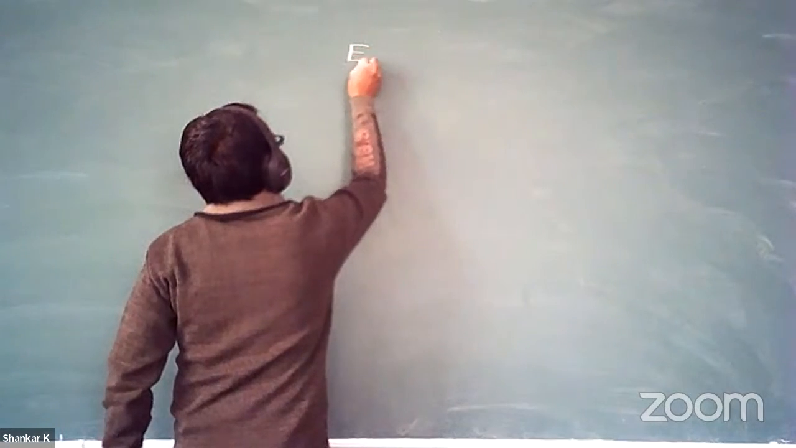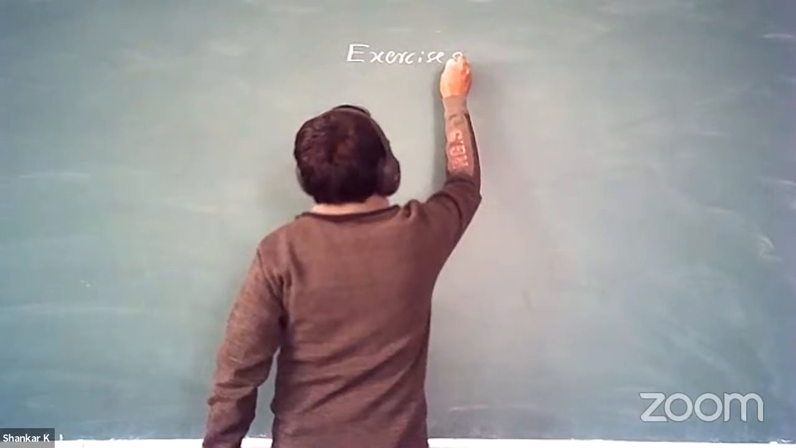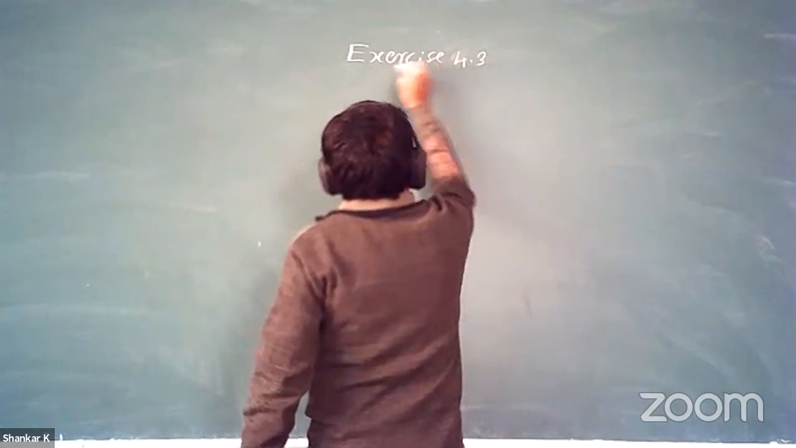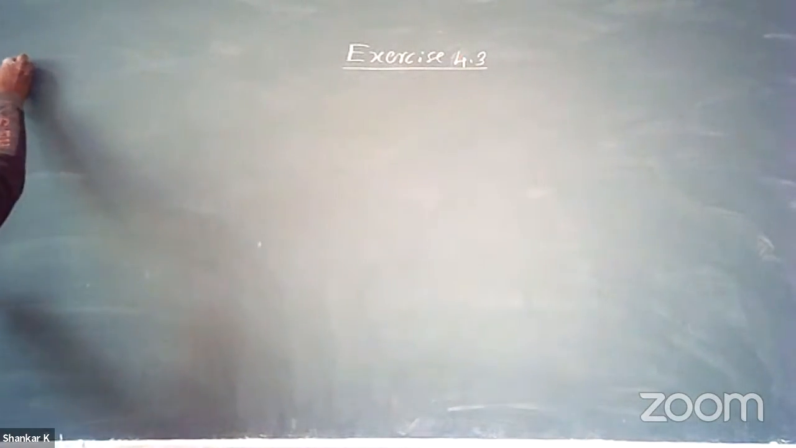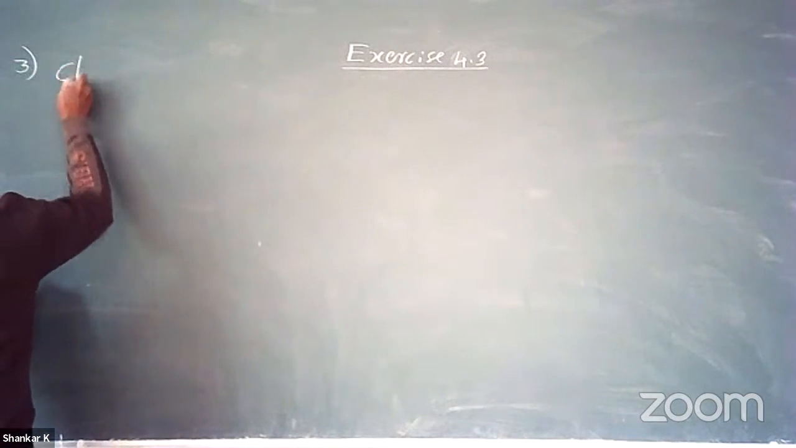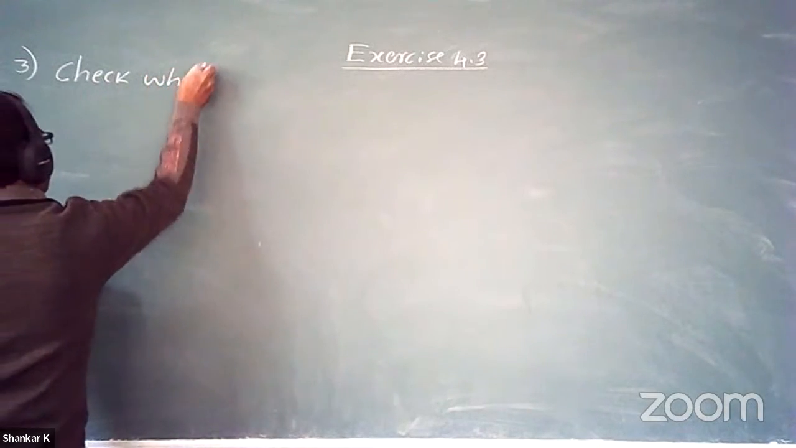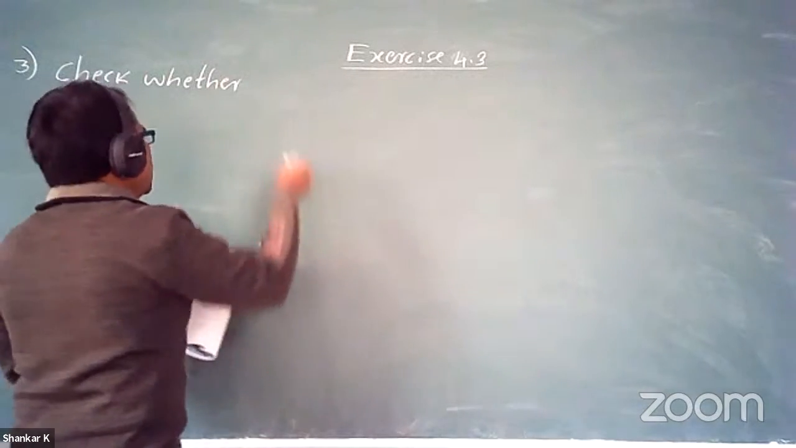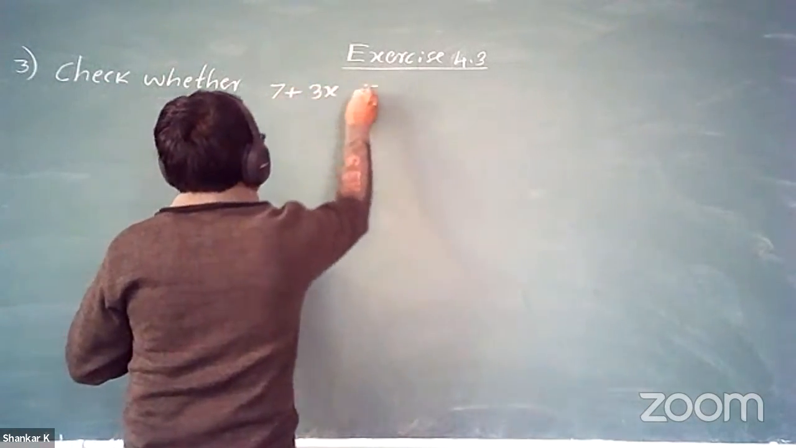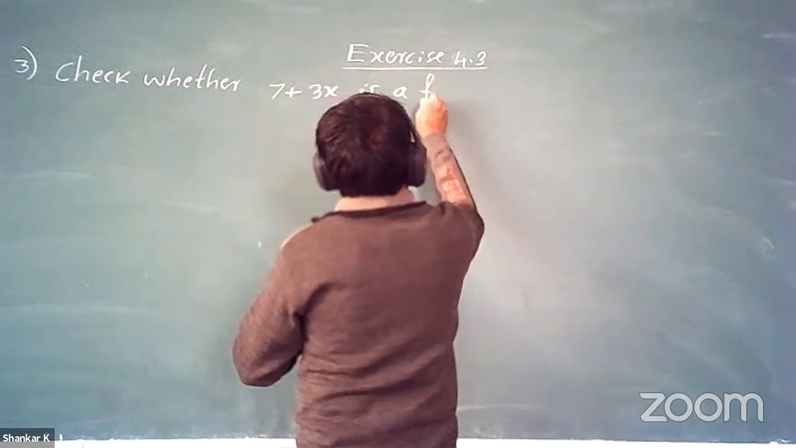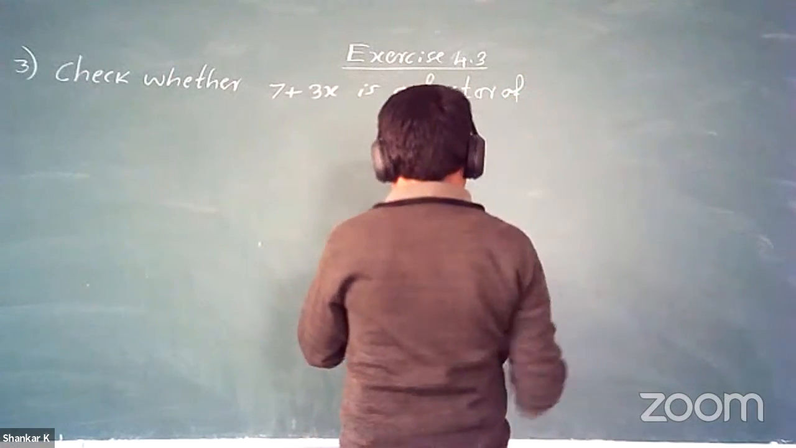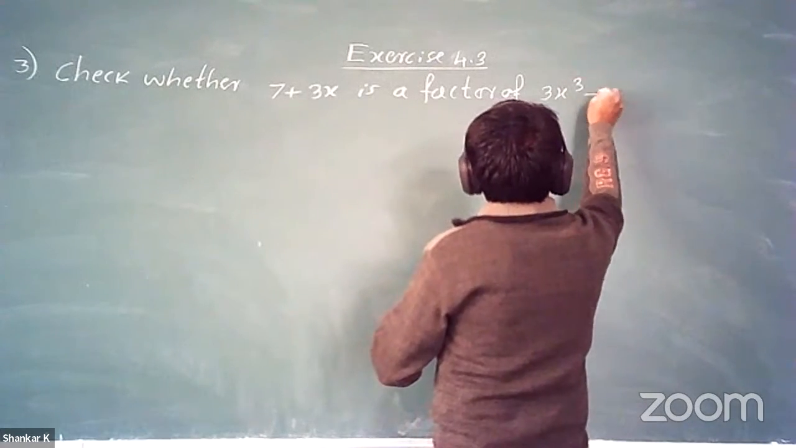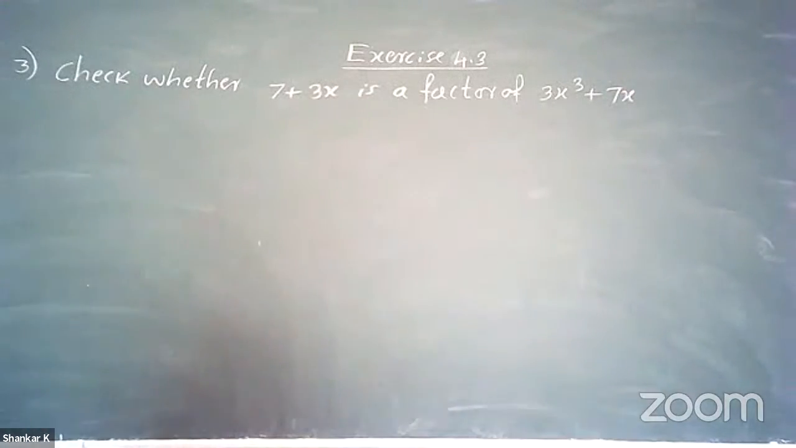In exercise 4.3, the third main question is: check whether 3x plus 7 is a factor of 3x cube plus 7x. It is 3x cube plus 7x.